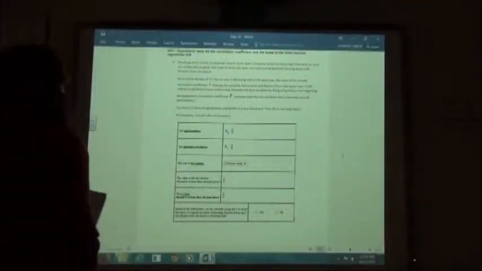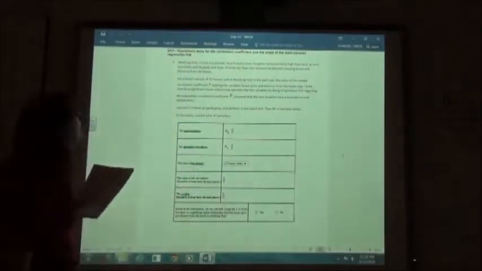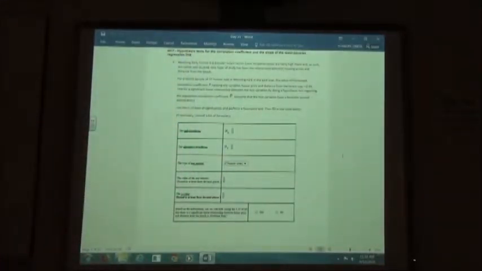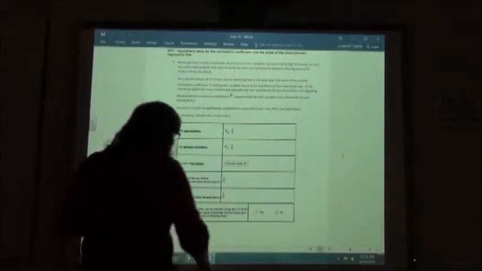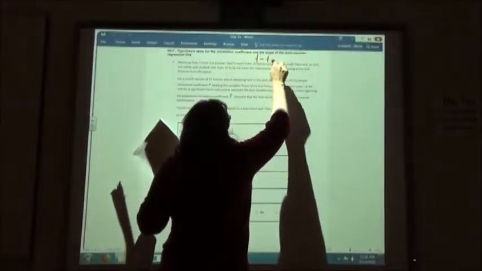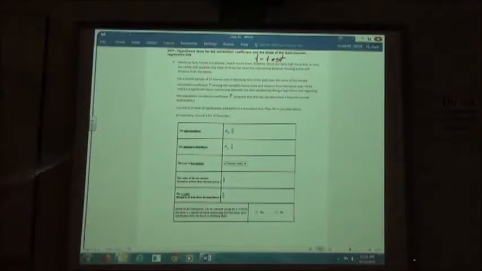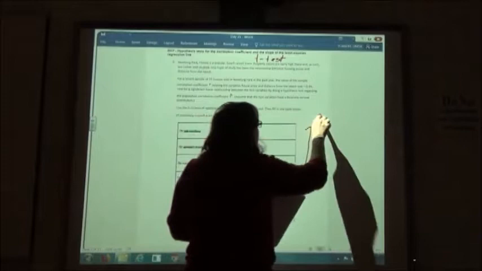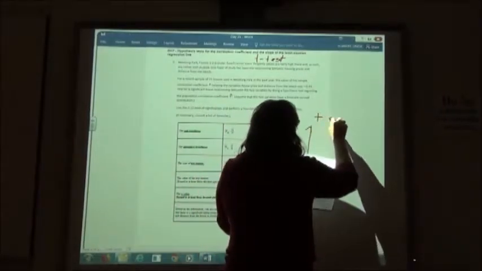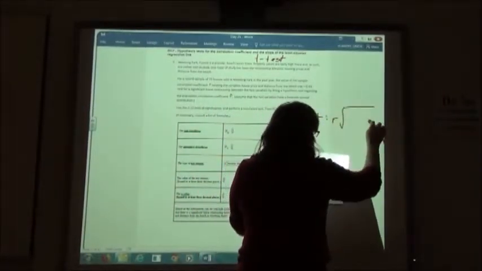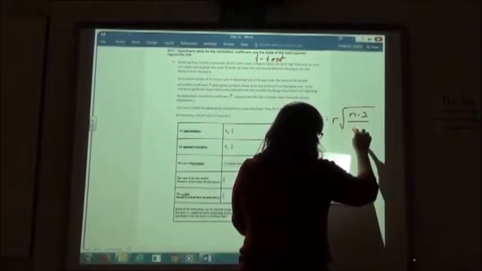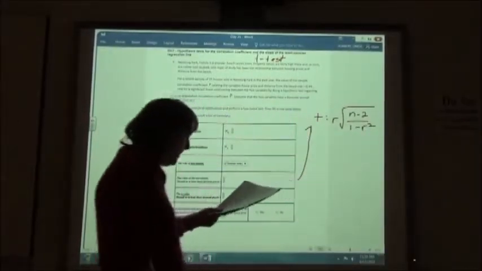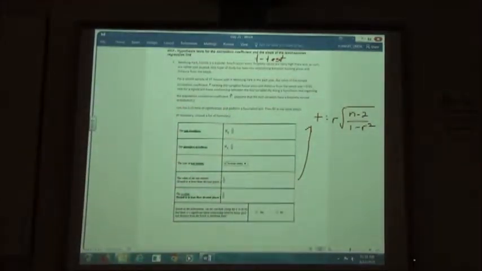All right, 7, 8, and 9, we're back to hypothesis tests. When we're doing the hypothesis test for the correlation coefficient and the slope of least squares, we're going to do a t-test. In order to compute the value of our test statistic t, it is going to be equal to r times the square root of n minus 2 over 1 minus r squared. We'll get into all those, but there's the main formula we're going to use.